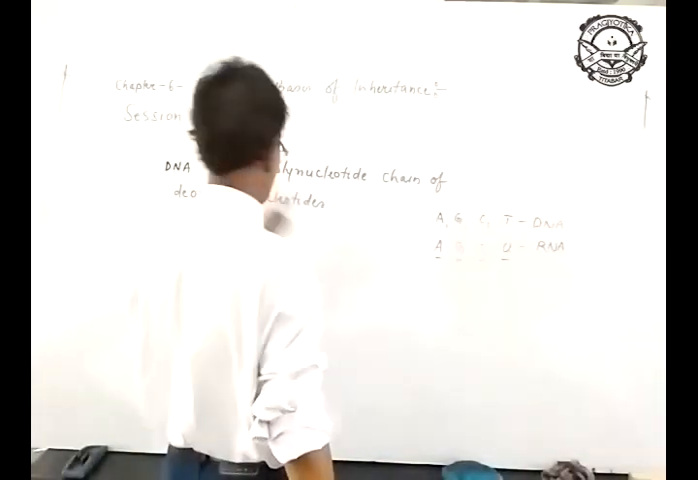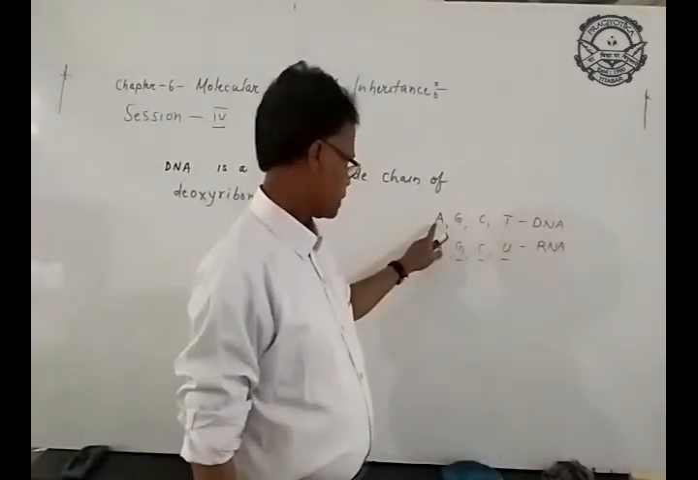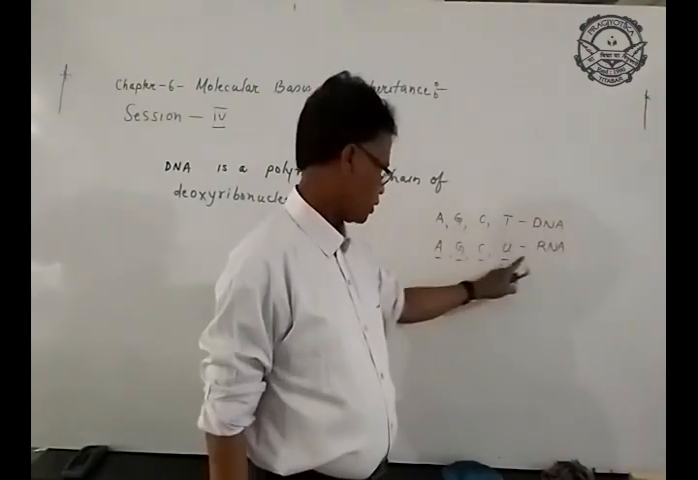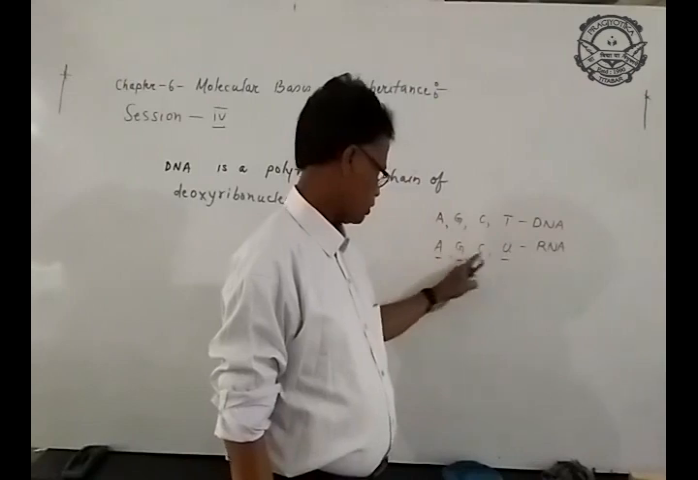Accordingly, there will be 4 different types of nucleotides present in DNA and 4 different types of nucleotides present in RNA.